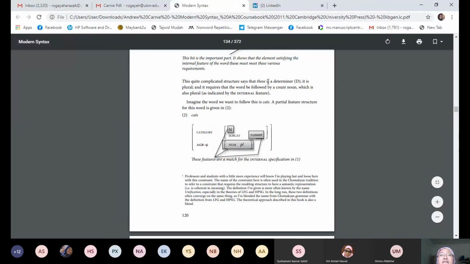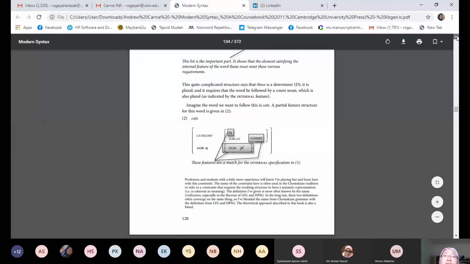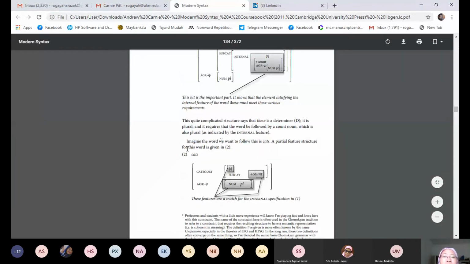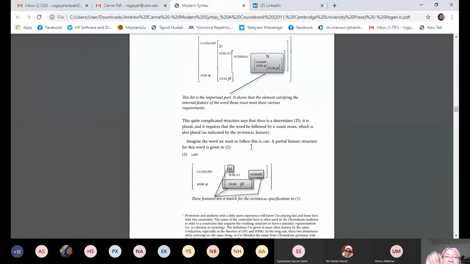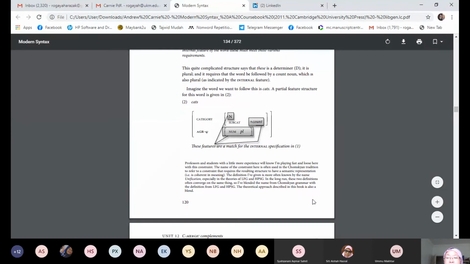So we say that this is a determiner. It is plural. It requires the word be followed by a count noun, indicated by the internal feature. So actually explaining this one. Okay, imagine the word we want to follow the determiner is cats. So a partial feature of cats, so we have to draw the subcategorization of cats. So this is the subcategorization of cats. It is a noun plus count and the agreement feature is plural. So these features are a match for the internal specification in these.